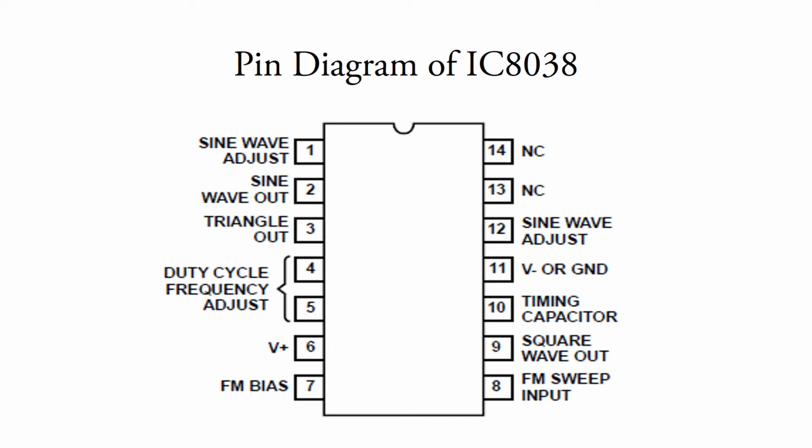So we discussed all the pin numbers. 1 and 12 are for sine wave adjust, that is to reduce the distortion in the sinusoidal waveform. 2 is the sinusoidal waveform output, 3 is the triangular waveform output. 4 and 5 are meant for adjusting the frequency and duty cycle by connecting the external resistor. 6th is the supply pin, 7 and 8 are to test the IC, 9 is square wave, 10th is the timing capacitor, and 11th goes either to ground or V minus, depending on single polarity or dual polarity power supply. 13 and 14 are NC, in the sense no connection. It's meant for future purposes.